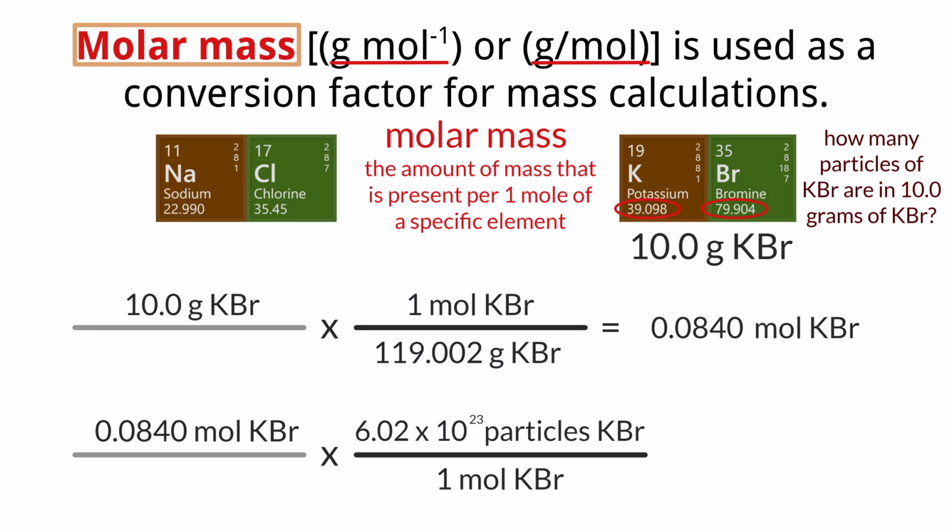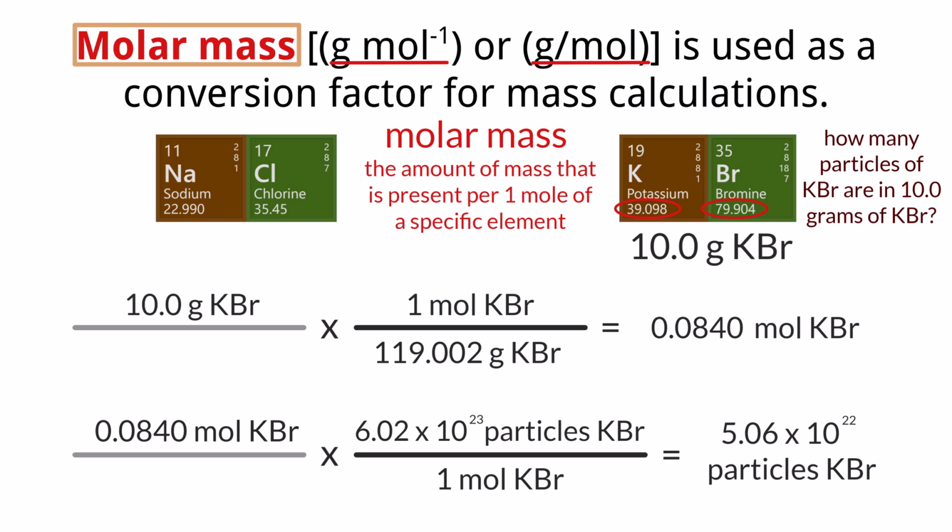This time, our conversion factor has the unit we desire in the numerator of the unit, particles over 1 mole. So we will be multiplying our given value of 0.0840 moles of KBr by the 6.02 times 10 to the 23rd particles. This way, the 1 mole is on the bottom, canceling the unit of moles out and leaving us with an answer that has units of particles. So, 0.0840 moles of KBr multiplied by 6.02 times 10 to the 23rd particles of KBr and divided by 1 mole of KBr is equal to about 5.06 times 10 to the 22nd particles of KBr.